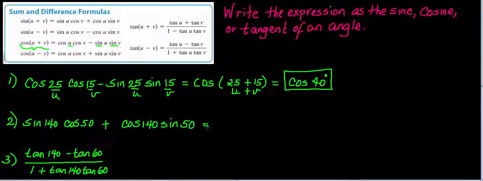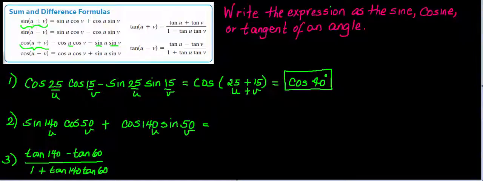For number 2, I see that this expansion uses 140 and 50. I already know this is u and this is v. So I'm going to find the rule or the formula to rewrite this as a single expression. And I can see that this is the sine formula for addition. Here it is right here. Sine of u plus v is going to be sine times cosine. That's what I have, sine times cosine, plus cosine times sine.